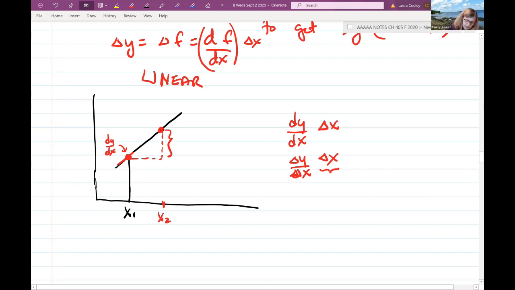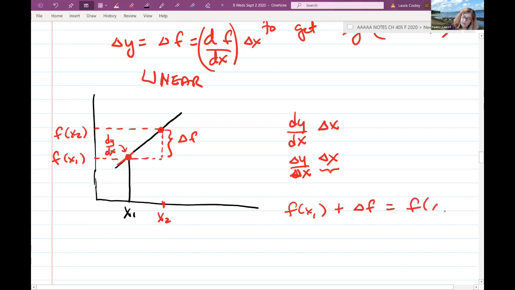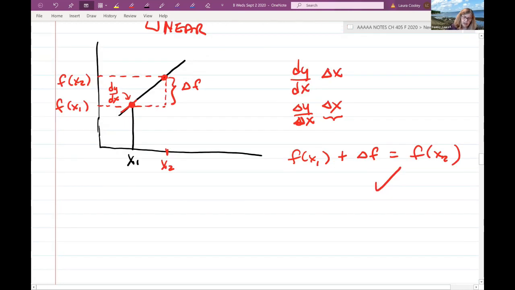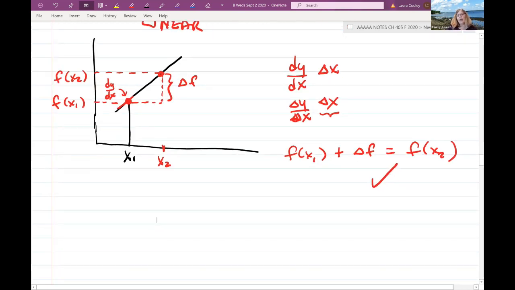It'll always work. So now you have basically predicted the delta f, so now you know what f of x2 is, because all you have to do is take f of x1 and add that delta f, and that gives you f of x2. So this always works for a line. You can always predict what the change in the function is going to be from the derivative. So does this work for all functions? So what if you have a function that is not linear?